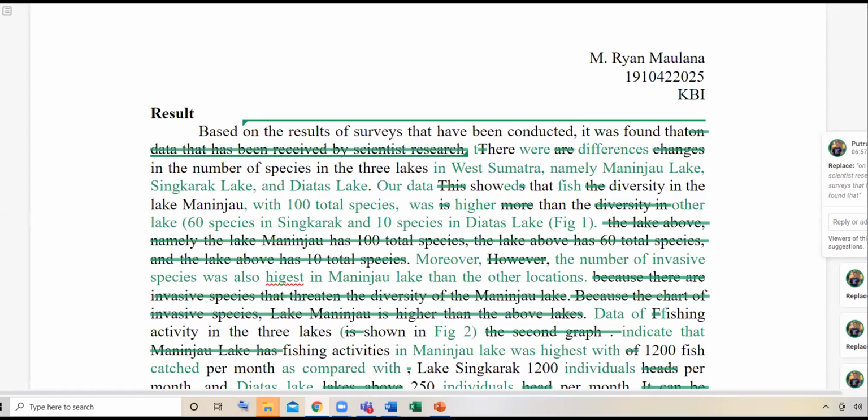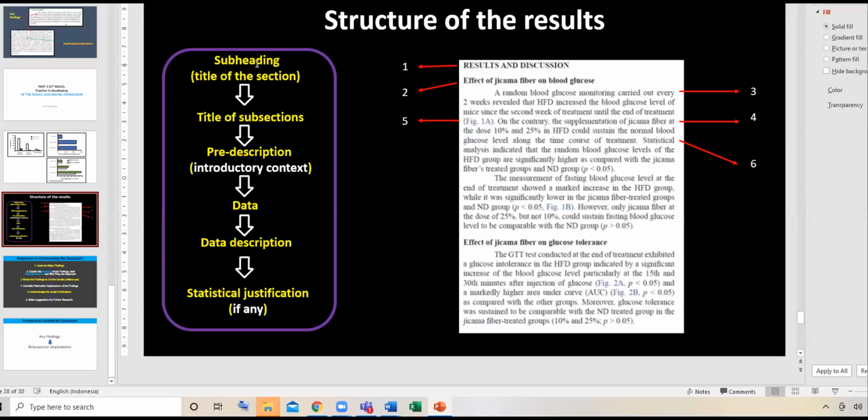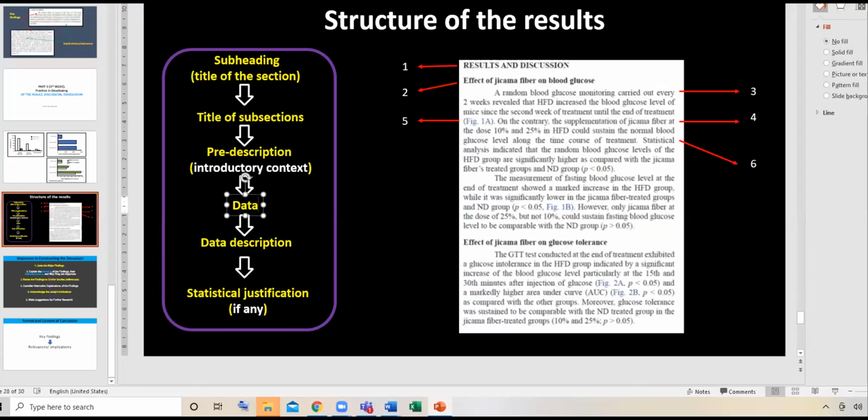So whenever you construct the results, do not forget to follow the rules like in this part. Put the subheading and then subsections, and then a pre-description or introductory sentence. And then you put the data, and of course with the data captions. In Indonesian we call it keterangan data. So the data number and the data caption, that is the data captions. And then you describe the data itself.